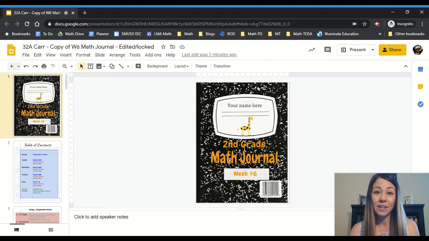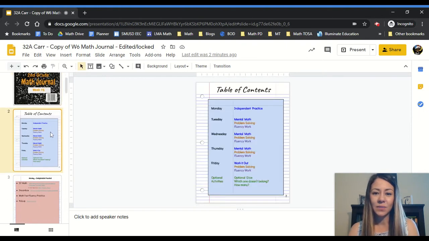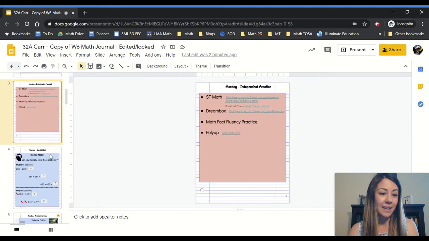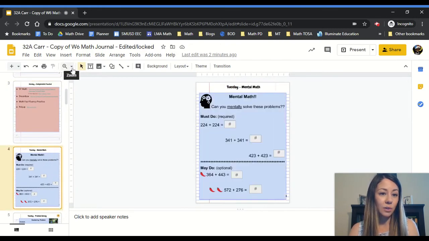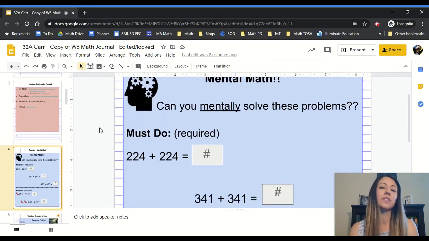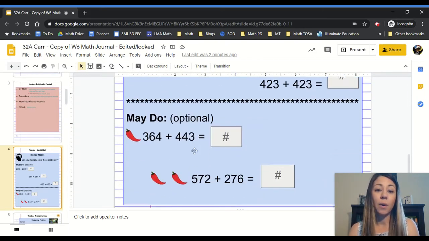Today, we're going to be talking about your math journal for this week. So let's get started. You have your table of contents, your optional games for Monday, and on Tuesday, let me zoom in. You have your mental math. So do these problems mentally, type in your answers, and I hope all of you try the optional spicy challenge problems.